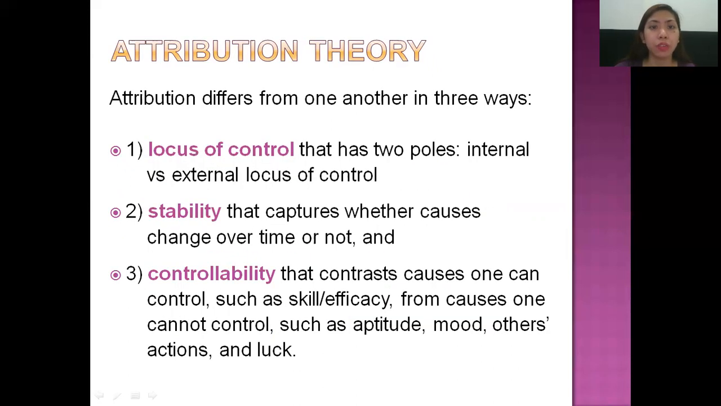And it differs from one another in 3 ways. First is the locus of control that has 2 poles, which is the internal versus external locus of control, stability that captures whether causes change over time or not, and controllability that contrasts causes one can control, such as skill or efficacy, from causes one cannot control, such as aptitude, mood, others' actions, and luck.